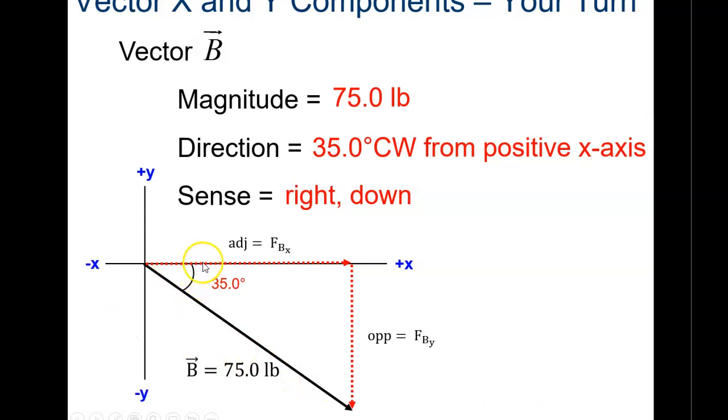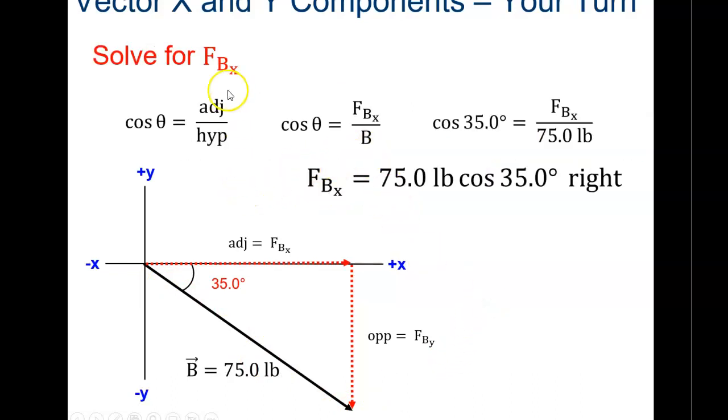Now we're clockwise, right? Because we left the positive x-axis and we came down. The sense is right and down. So we have to be careful with the negatives here. And this is vector B. They ask you to solve for FBX, and then they're going to ask you to solve for FBY. It's always the same thing.